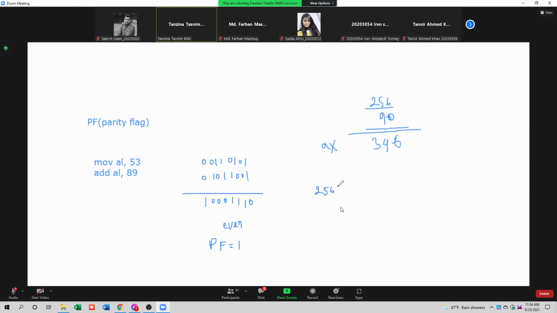256 equals what? 8 ones, ma'am. No, 8 ones equals 255. Ma'am, 1 and then 8 zeros. Right? 1, then 8 zeros. So its 16-bit representation will be 0 0 0 0 0 0 0 1 0 0 0 0 0 0 0 0. Right? What about 90?